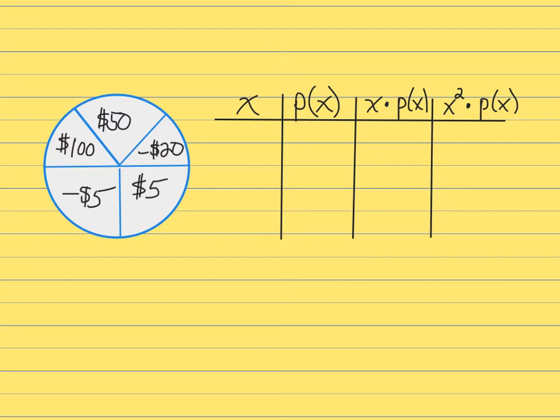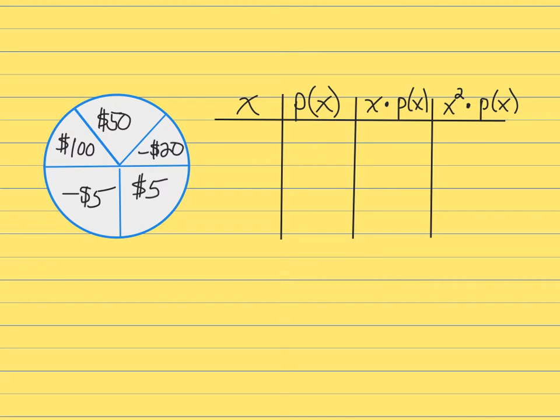Hey guys, just wanted to present the answer to the probability distribution problem from yesterday's video. Remember, this is the spinner with 5 regions on it: the $100 win, the $50 win, the $20 loss, the $5 win, and the $5 loss.